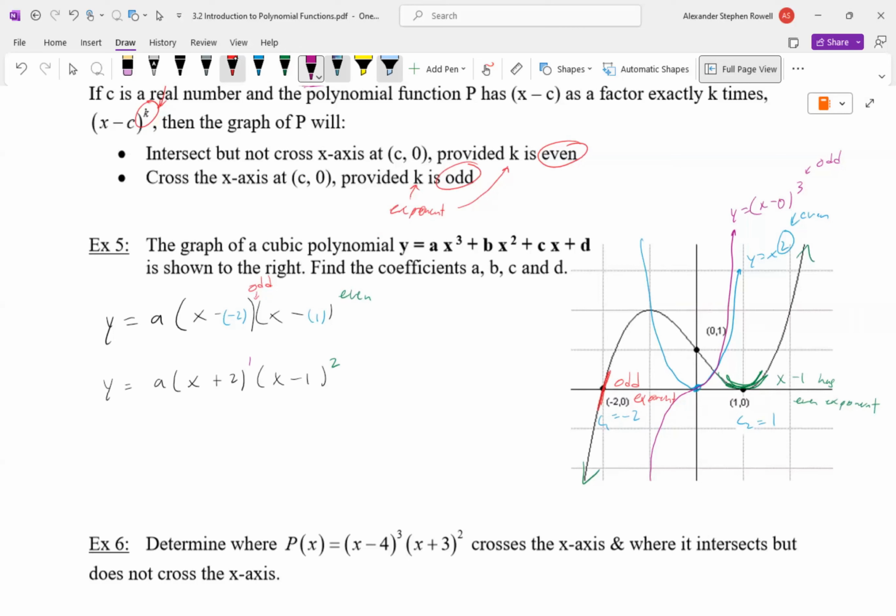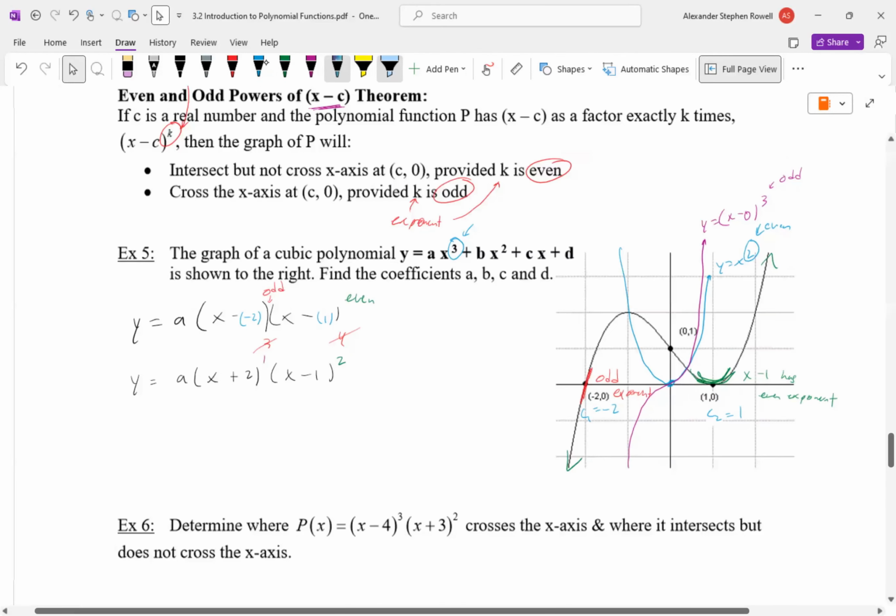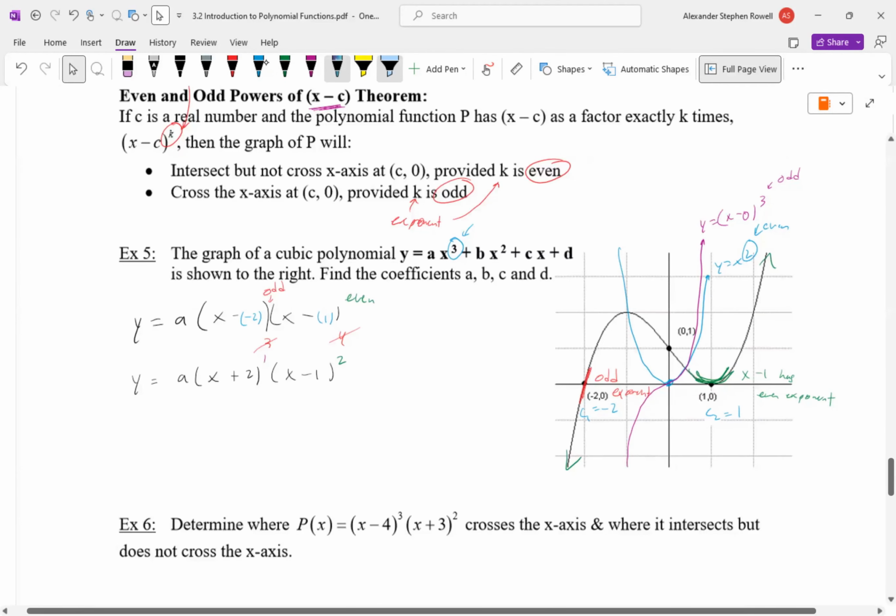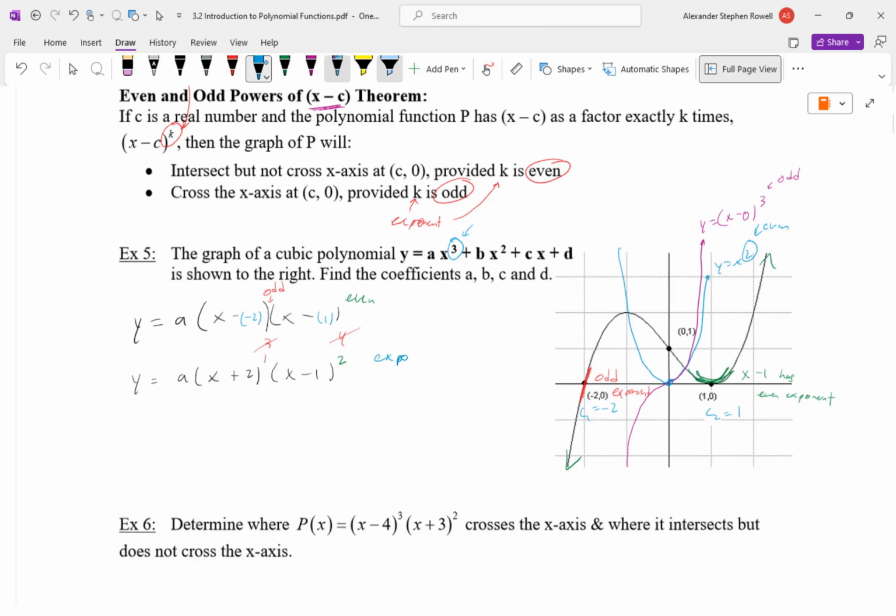Now, I could have plugged in 4 and 3 and would have had the same behavior through my zeros. Why did I pick 1 and 2 instead of 4 and 3? The exponents must add to make 3 because it's a cubic. Any odd number would do and any even number would do, but I wanted them to add to make 3.